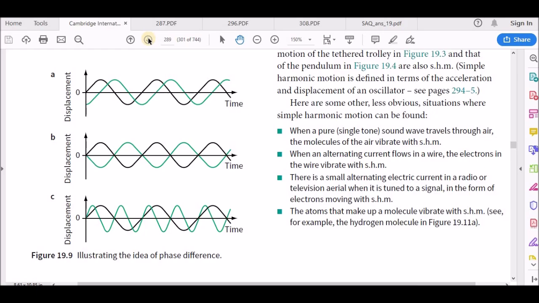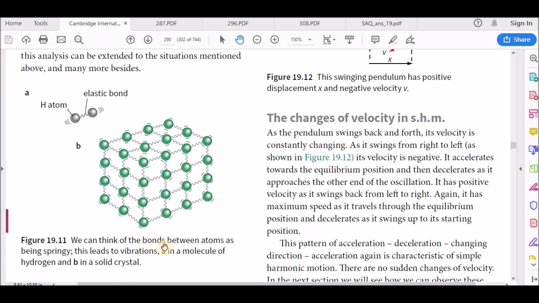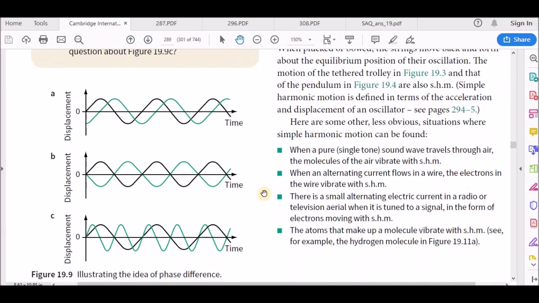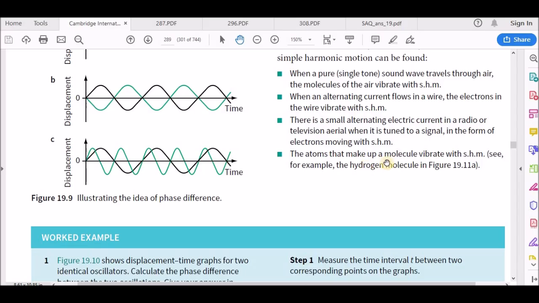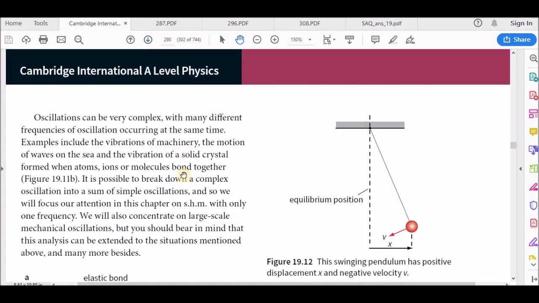Let's look at figure 19.11a over here. See, we can think of the bonds between atoms as being springy. This leads to vibrations, A in a molecule of hydrogen and B in a solid crystal. So here also vibration back and forth, here in a solid also back and forth. Now here hydrogen is a gas, by the way. So if it's a gas, also it applies. Hydrogen molecule, yes. So in the molecule also that's what's happening. Okay, so that's the end of that page.